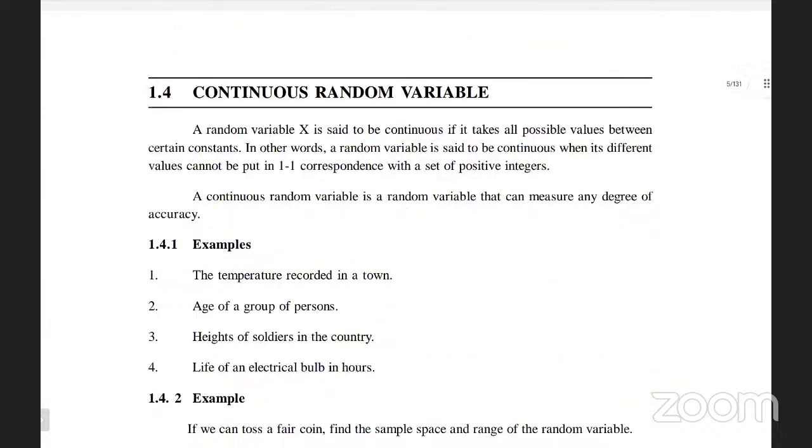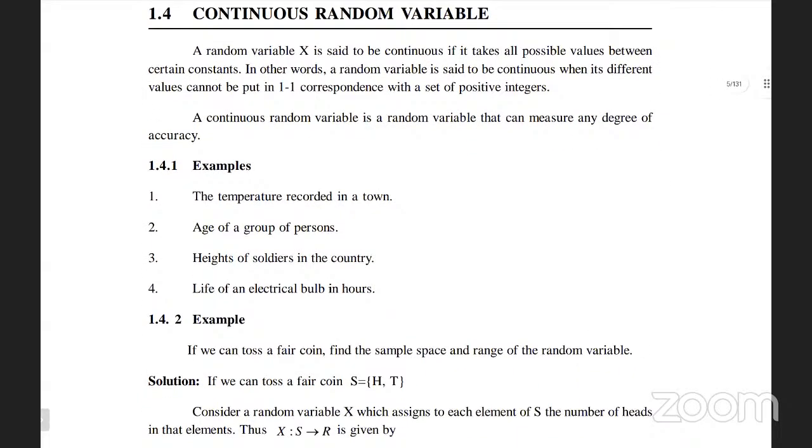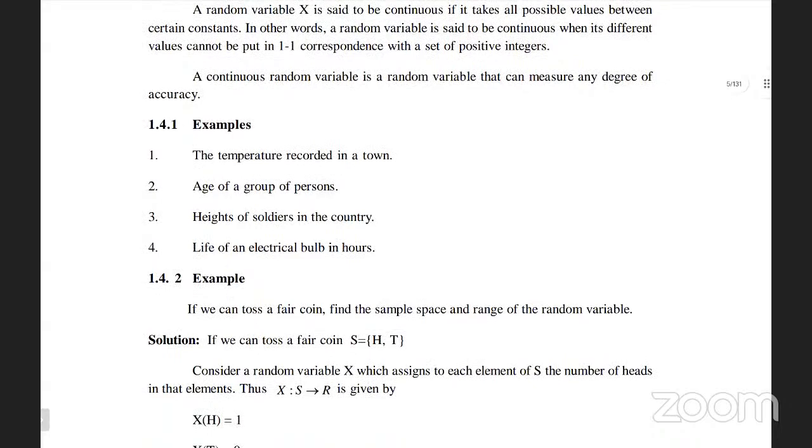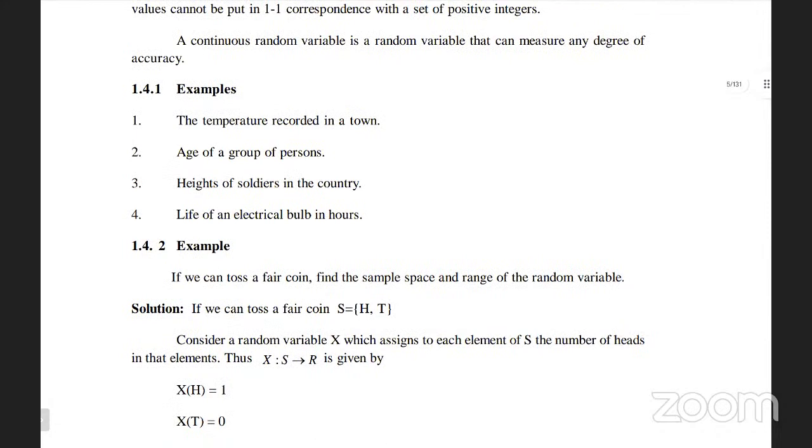Next, a continuous random variable. Capital X is said to be continuous if all the possible values between certain constants are taken. In other words, the random variable is continuous when its different values cannot be put into one-to-one correspondence with the set of integers. A continuous random variable can be measured to any degree of accuracy. Example, the temperature recorded in a town. The entire town will take the same.